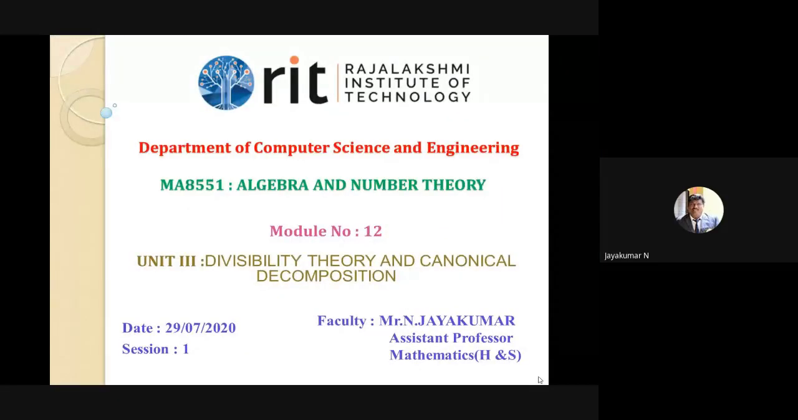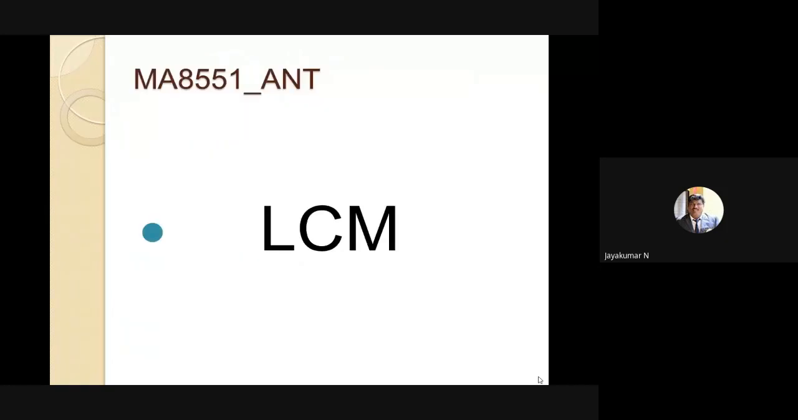So in last class, we saw least common multiple. First, we recall what we learned in the last class. Then we can move on to today's session. Okay. So last class we saw the least common multiple. What do you mean by least common multiple?